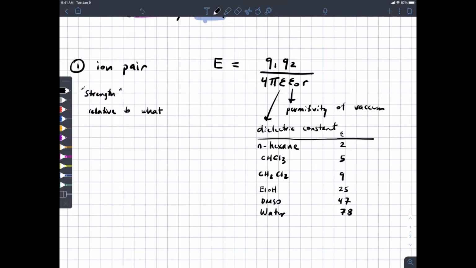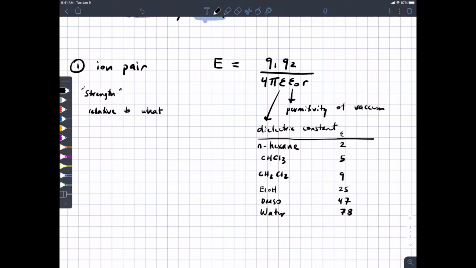The people coming out of Gen Chem are probably thinking of ions relative to being separated infinitely in a vacuum, whereas organic chemists and biochemists are thinking, well, relative to being surrounded by water, no big deal, right? Okay, questions about that?